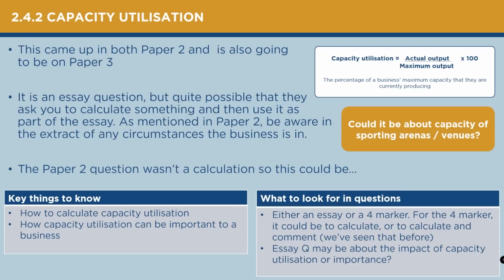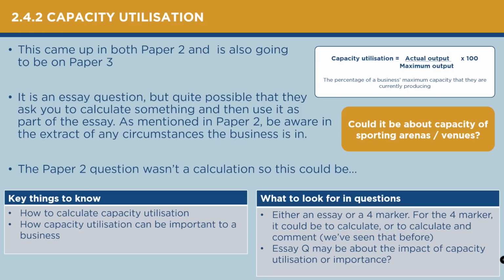It wouldn't surprise me though if it did ask you to do a calculation in it. So make sure you're prepared for that calculation. I'm sure you will be, because you were prepared for it for paper 2. Same kind of advice really. If it's going to be an essay question, it's possible they ask you to calculate something, so make sure you're prepared for that. Make sure you understand the benefits of having a high capacity utilization versus a slightly lower capacity utilization, and the impact that has on costs. That is, of course, the crux of the question that we saw in paper 2. It was effectively about reduced capacity utilization leading to higher unit costs.